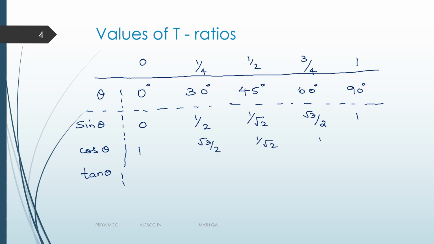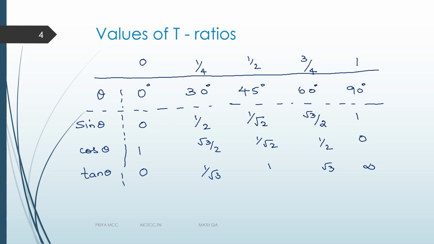Do you understand? It is the reverse of the first row. Now to get tan theta, we know tan theta is sine by cos. So divide these two and write it here. 0 by anything is 0. This would be 1 by root 3, 1, root 3. 1 by 0, division by 0 is not allowed. So we write infinity or undefined.